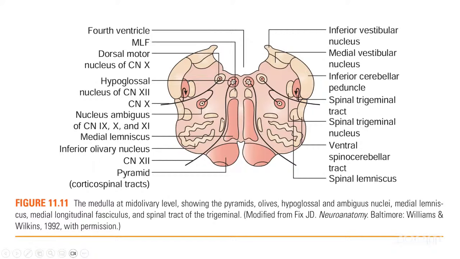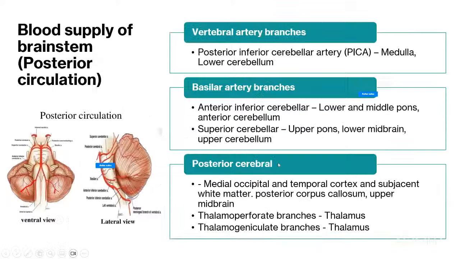So coming a little to the lateral side, we can see the inferior olivary nucleus, and these are the spinal lemniscus. Towards the lateral side, spinal lemniscus, ventral spinocerebellar tract. This is the spinal trigeminal nucleus, and this is the inferior cerebellar peduncle. Above we can see the inferior vestibular nuclei and medial vestibular nuclei. So these are the cut sections of the three brainstem structures.